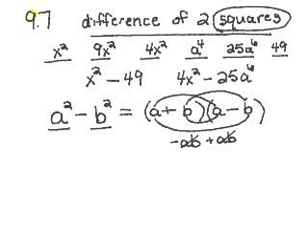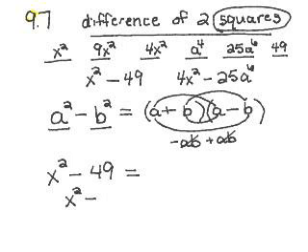So if that's true, then let's go ahead and put the x squared minus 49 below. And we're going to keep in mind that we said this was a difference of two squares. So 49 is a number squared, and that number squared is 7. So if you want, you can even write it like this.